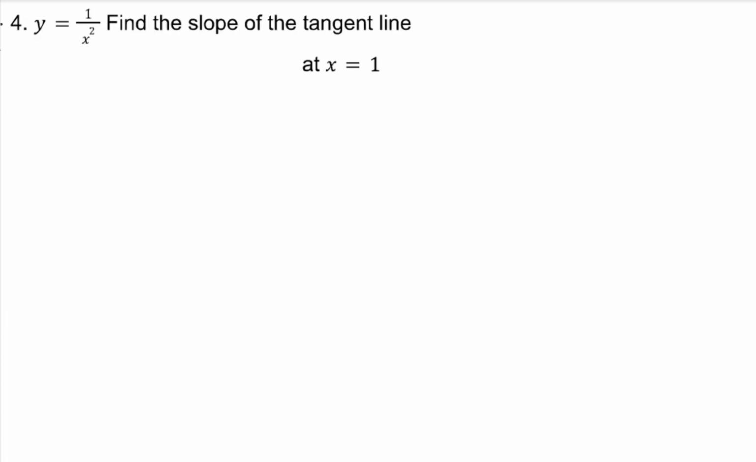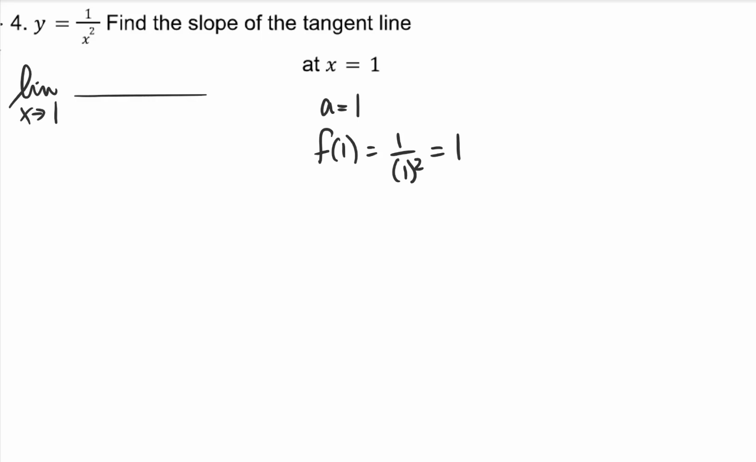Find the slope of the tangent line at x equals 1. Slope of the tangent line is the same as derivative. So we want to find a particular derivative, the one at x equals 1, so we can use the alternate form of the limit definition of a derivative. A would be 1, the number we're approaching. f of a would be 1 over 1 squared. The limit as x approaches a of f of x, which is our function, minus f of a, or f of 1, all over x minus a.